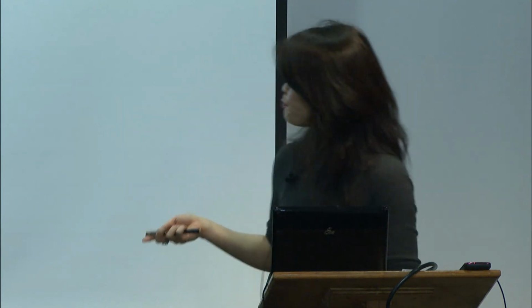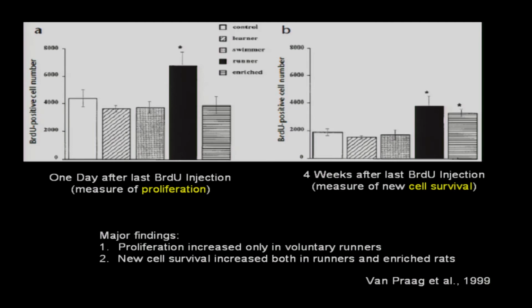So all of this is voluntary running. They looked at the BrdU labeling in a second condition. The second condition was 4 weeks after the last BrdU injection, okay? So again, while the BrdU is being injected, all the cells that are born during this week-long time are being labeled, and so if you look at it immediately, that's proliferation.